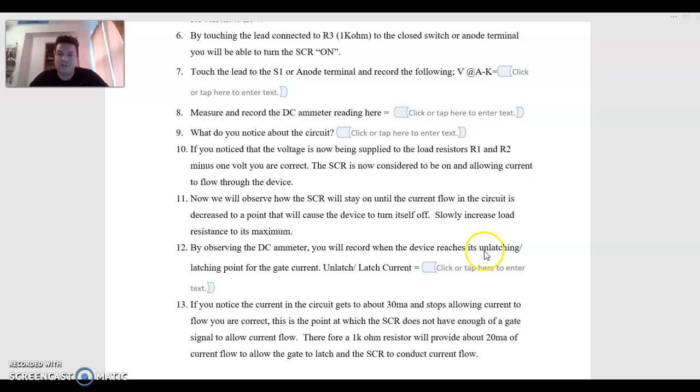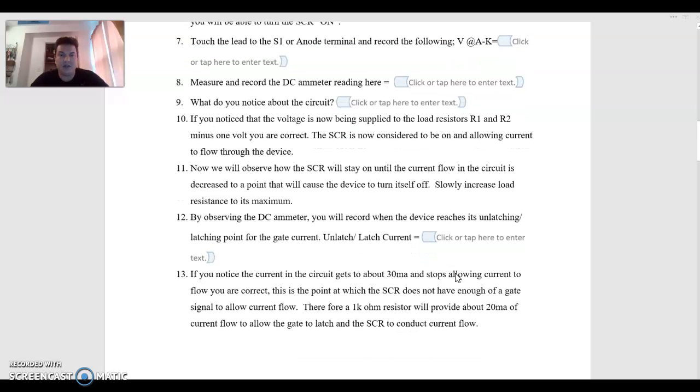You will record when the device reaches its latching point for the gate current. The latching gate current is typically 10 milliamps or somewhere in that range, tens of milliamps. So we're talking 10, 20 milliamps is what you'll need to get the gate to latch. Okay, and then once the gate is latched, if you increase or decrease that resistance again, trying to allow more current flow, or if you increase that supply voltage trying to create more current flow, once the SCR reaches the latching point and it turns itself off, it's now going to act as an open switch again until the gate is triggered one more time.